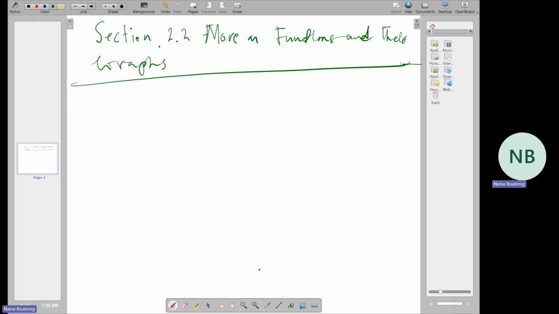All right, so we shall be looking at increasing, decreasing, and constant functions. Increasing functions, decreasing functions, and constant functions.